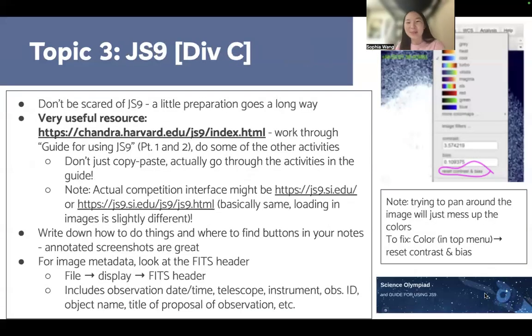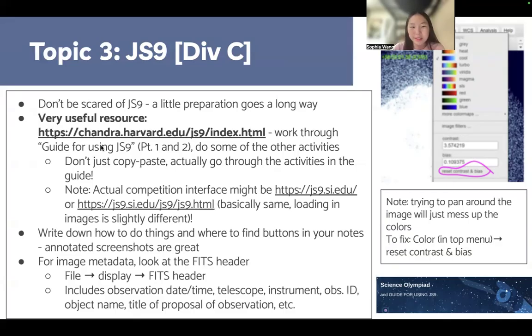Okay, third topic. This is Div C. Sorry, Div B again, but this is for JS9. One thing to note is that you should not be scared of JS9. A little preparation goes a long way. It looks overwhelming at first, but once you figure out the really basic stuff, then you're pretty much set for the rest of it.